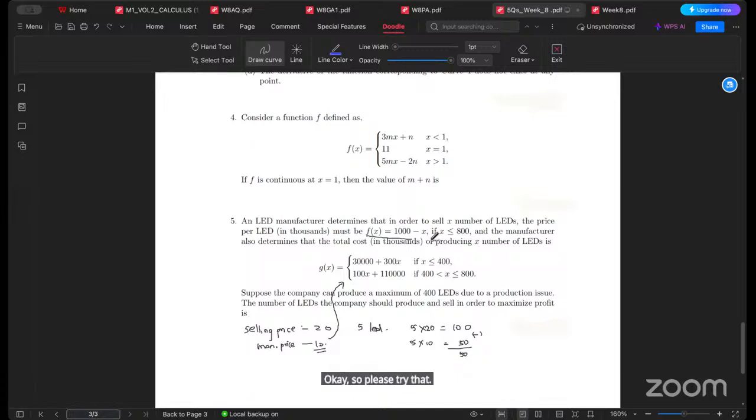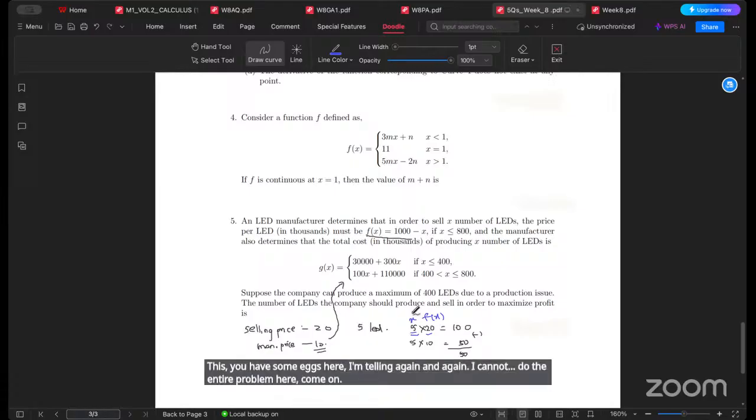That's why I'm saying you can't answer alone. Here f of x is multiplied by g of x. That's why I'm saying here I have multiplied a number, and here you have some x. I'm telling again and again, I cannot do the entire problem here. Come on, try this.